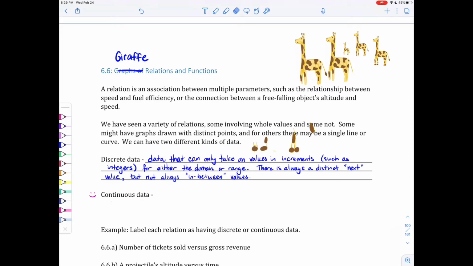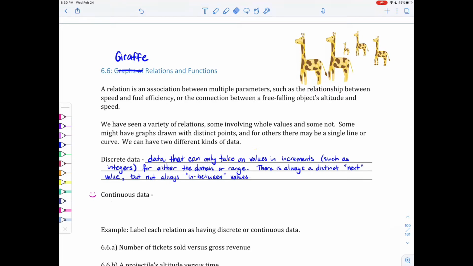There's always a next value. So there's not necessarily a value between every two values. Integers are a case of that. There's always a next number for integers. What's after 2? Well, that's 3. What's after 10? Well, that's 11.